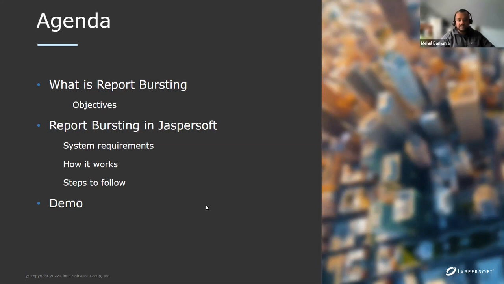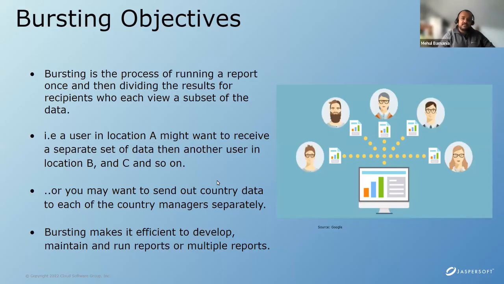All right, so let's go. What is report bursting? Bursting is the process of running a report once and then dividing the results for different recipients who each might want to see a different set of data. For example, a user in location A might want to receive a separate set of reports from the user in location B or C and so on. The idea of bursting is that you develop your report once and run it multiple times with different parameters and distribute it to different sets of users.